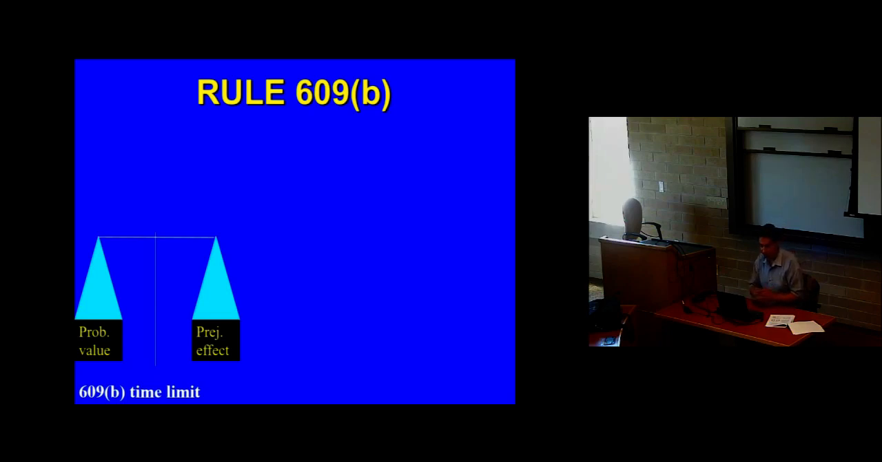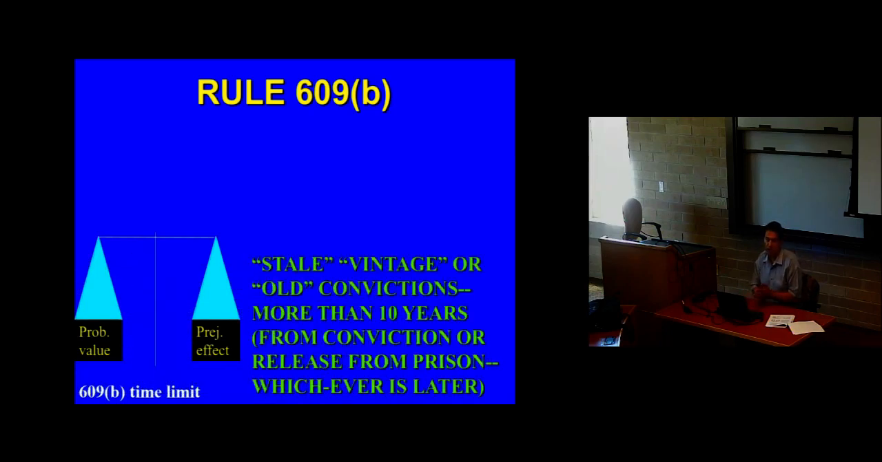609B for old convictions, where there's a time limit. Remember, these are thought of as stale, vintage, or old convictions, more than 10 years old. If that's the case, it's measured from the time of the conviction or the release, whichever is later. So if the person was convicted 15 years ago, but they served 10 years, then the conviction would only be considered 5 years old. Even though the conviction was 15 years ago, the time they spend in jail is still considered.